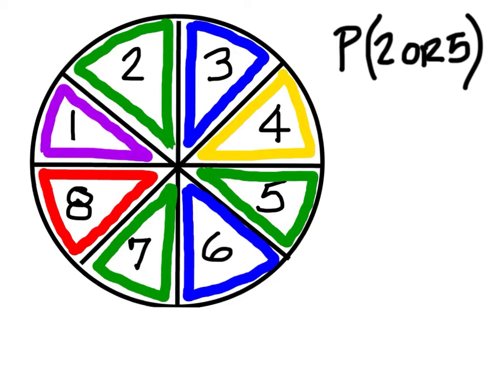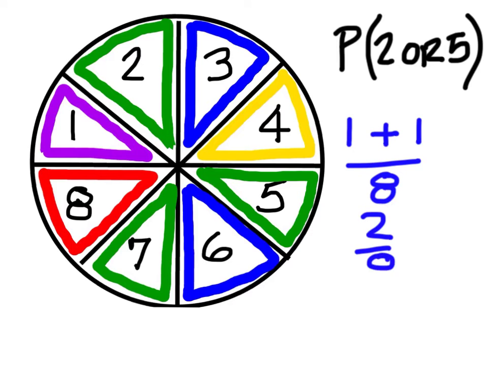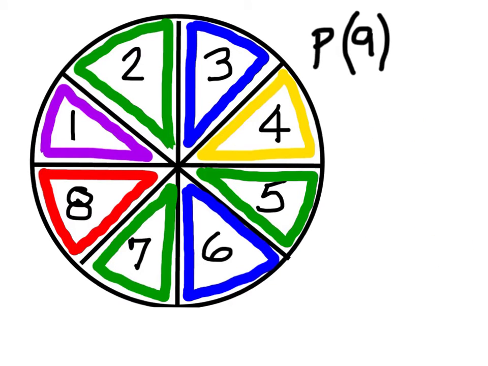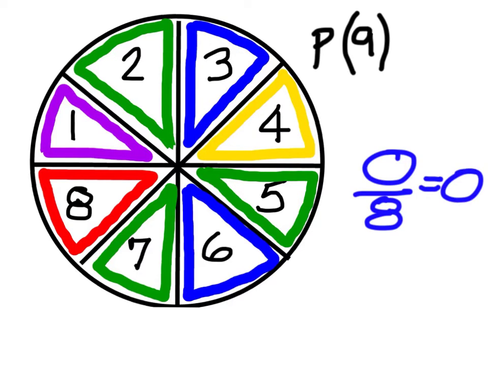The probability of getting a 2 or a 5. How many 2s are there? How many 5s? 2 over 8 reduces to what? 1 over 4. Probability of getting a 9. 0, yes. And write that as just 0, not 0 over 8. You can start with 0 over 8, but just make it 0.